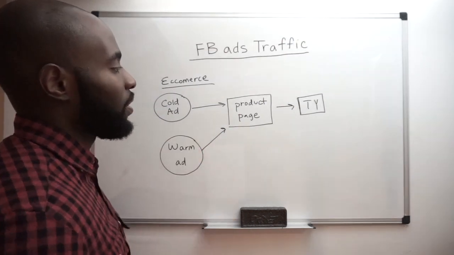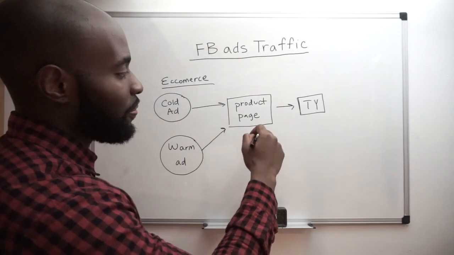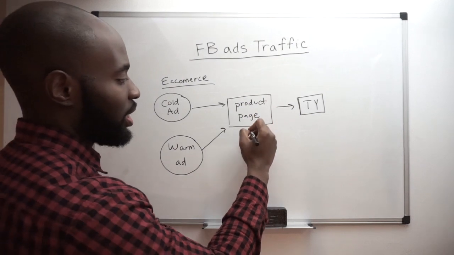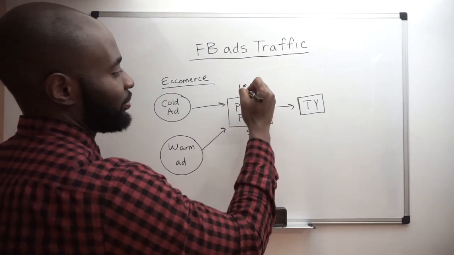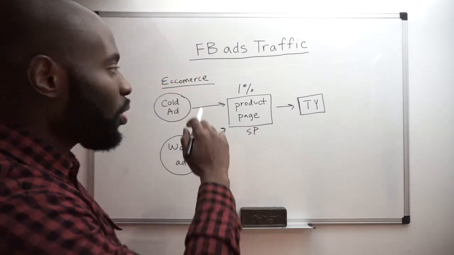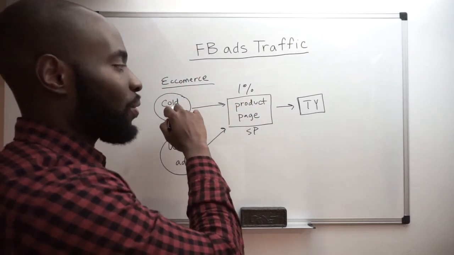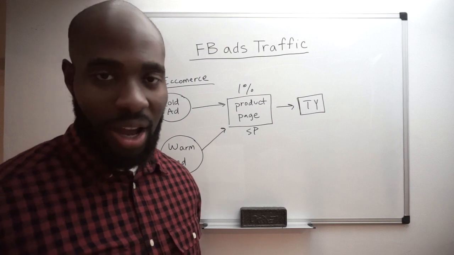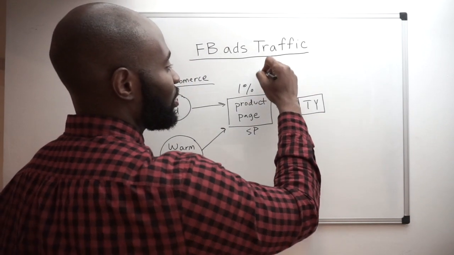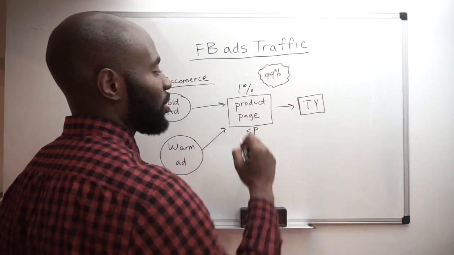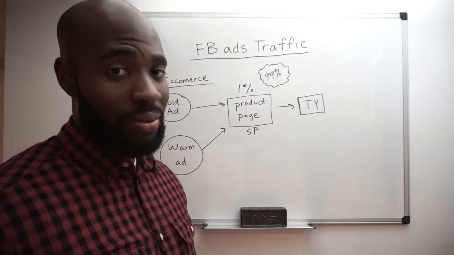But remember, our numbers here are with our product page, which is also our sales page, right? For e-commerce, it's going to be like 1%, that's kind of on the low end. So 1% of the cold traffic that we send to this product page is going to buy, right? Meaning there's a whole 99% of people who saw our product and for whatever reason didn't buy, right?